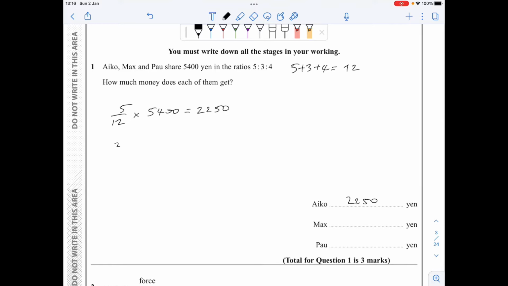And then repeat: 3 over 12 times the total amount is 1,350 for the second one. And once more, 4 over 12 times the total amount, that's 1,800 for the last person.